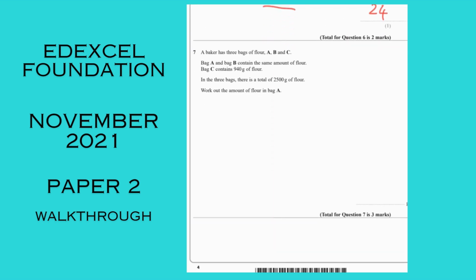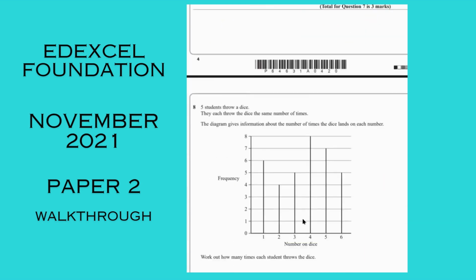Number 7, the first wordy one, but just keep it simple. So, a baker has 3 bags of flour. Bag A and B have the same. C has 940. So let's find out how much A and B have between them by subtracting. On your calcs, 1560. And to have the same amount means divide it by 2. So bags A and B have 780 grams each.